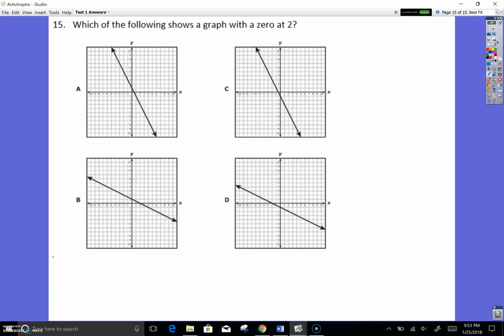So that's the answer. Okay, which of the following shows a graph with a 0 at 2? This is not 2. This is not 2. This is 2. Remember, 0 is the same thing as the x-intercept, okay? This is negative 2, okay? This is the same thing as x-intercept. And that is it.